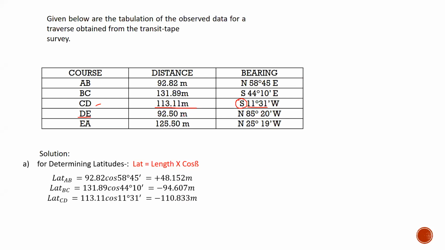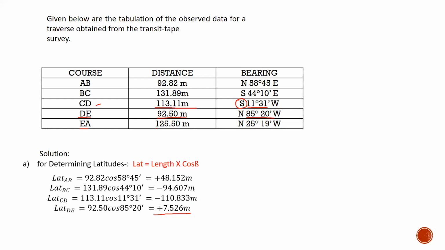What is the latitude of DE? That is 92.50 times the cosine of 85 degrees and 20 minutes. We have 7.526, so positive 7.526 meters.